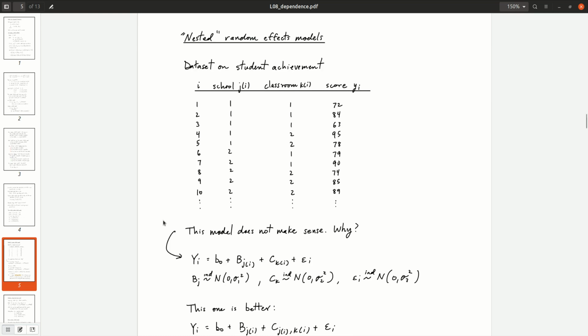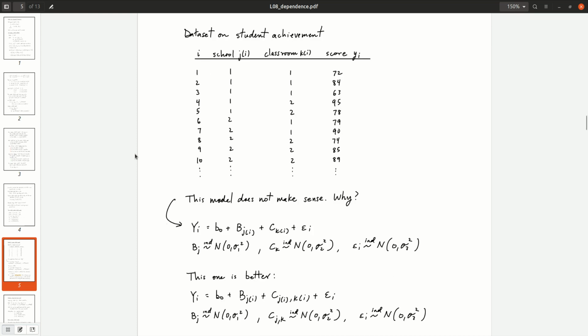All right, so why does this not make sense? Hopefully you did a little thinking on this and came up with a conclusion similar to what I'm going to talk about. The reason this doesn't make sense is that classroom 1 in school 1 is different than classroom 1 in school 2. These are two totally separate schools. Even though we've given this classroom the label 1, it's not the same classroom as the classroom we've labeled 1 in school 2. It's a different school, different teacher, different students, and so on and so forth.